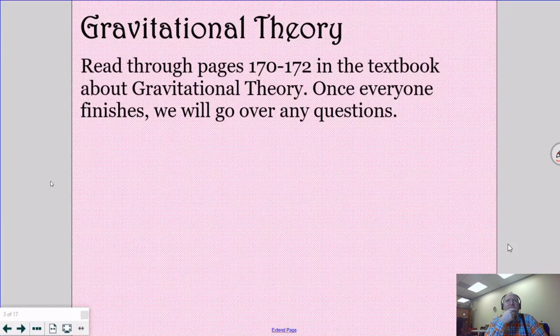I want you to read your book, page 170 to 172, about gravitational theory. It's a lot of information that I just want you to kind of be familiar with. If you have any questions, I can go over it. But once you get to Newton's law of gravitation, you can stop. We're going to go over from there.